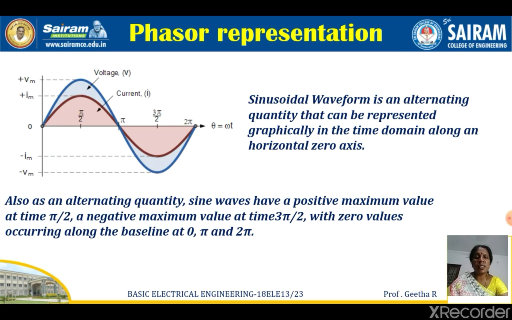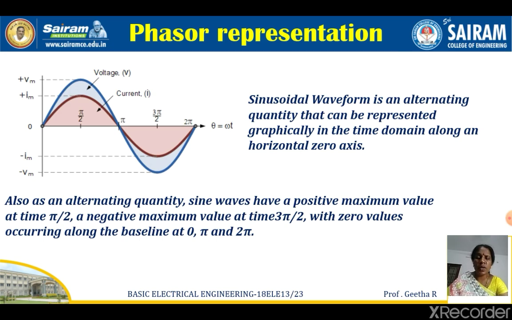A sinusoidal waveform is an alternating quantity that can be represented graphically. Whatever is shown here is the graphical representation. On the y-axis, the current magnitude or the voltage magnitude will be taken, and on the x-axis, time will be taken. So with respect to the time domain, it is represented graphically. Another way of representation is the phasor representation.